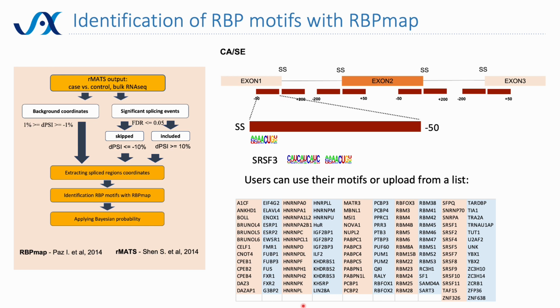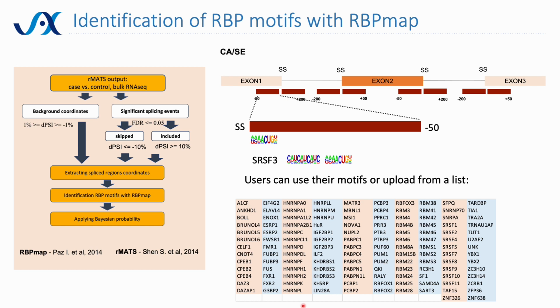When we have the list of coordinates, we run the RBPmap tool, which gives us the frequency of each motif at each position in the provided region. We are running background and significant samples in parallel, and different regions are getting processed at the same time as well, but we are running one protein motif at a time.